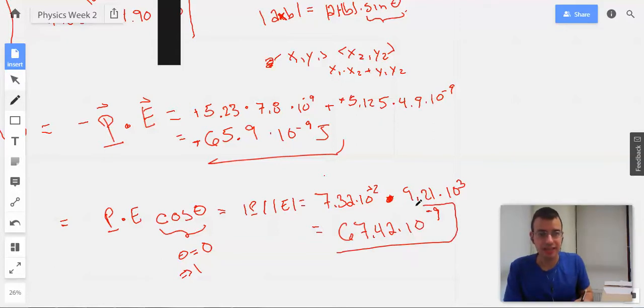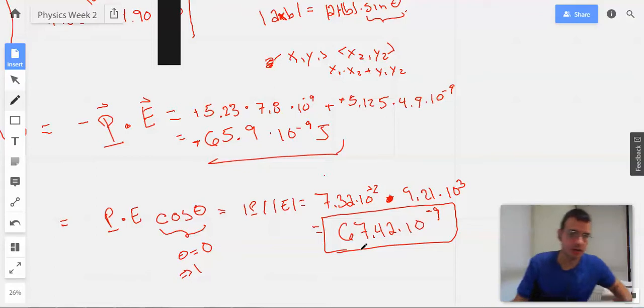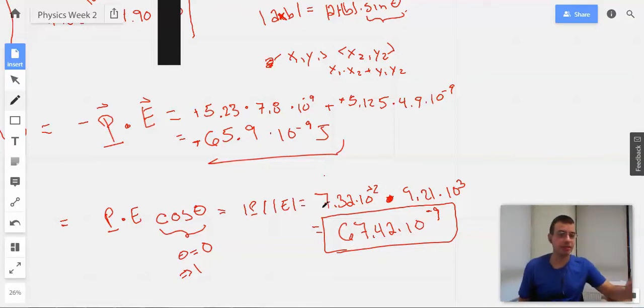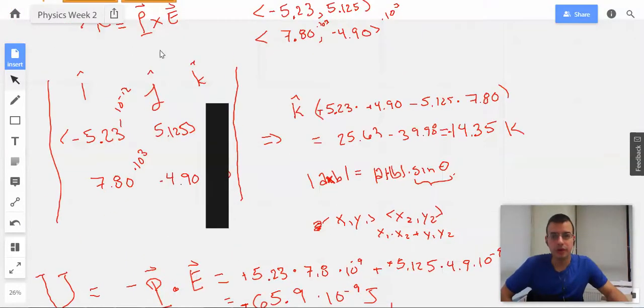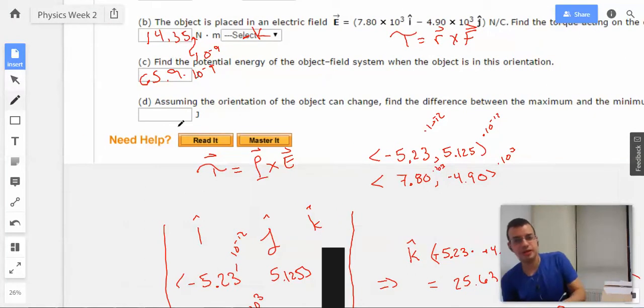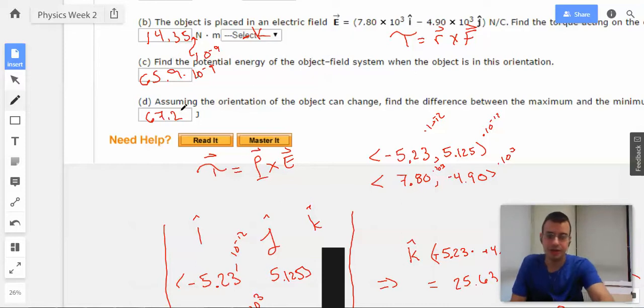All right, and that is the maximum energy, which is also the maximum minus the minimum, because the minimum in this case would be 0. 67 is also bigger than 65.9, therefore it makes sense that it'll be bigger. But it's not a lot bigger because it's pretty well aligned opposite of the electric field. By it there, I mean the dipole.